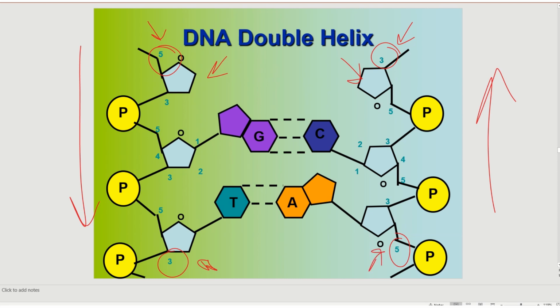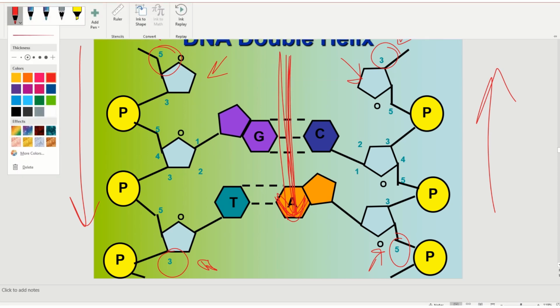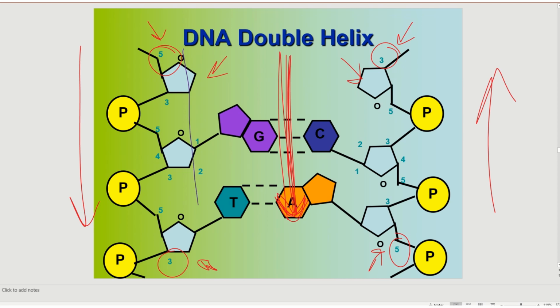Now, very important. It unzips, right? So if it's unzipping this way, it's opening up the DNA. This side is easy because as it's unzipping, it is copying. So copy, copy, copy, copy, copy, copy, copy. You're copying the side, right?